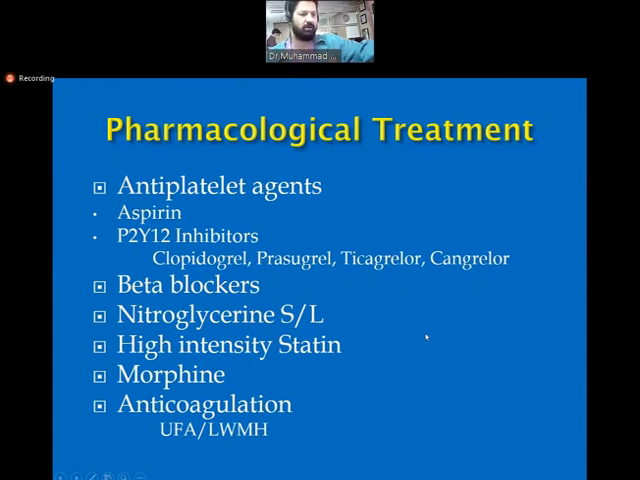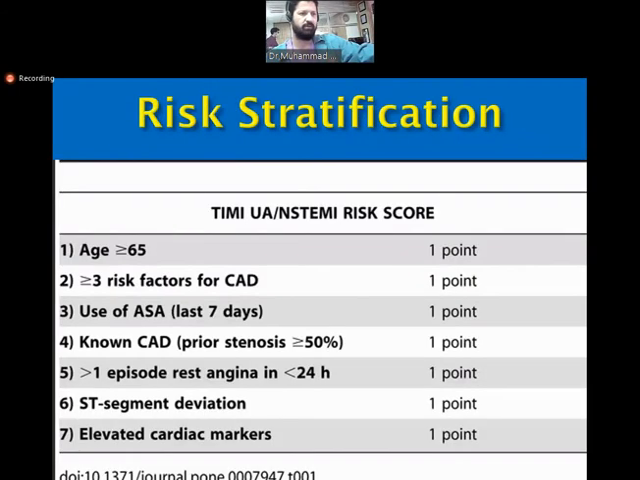Antiplatelets, beta blockers, high intensity statin, morphine as painkiller, and you can use other opioids as well, and anticoagulation. After giving this pharmacological treatment, what you need is a risk stratification. There are various apps on your mobile phone, or various scores for risk stratification, but the most commonly used is the TIMI risk score.